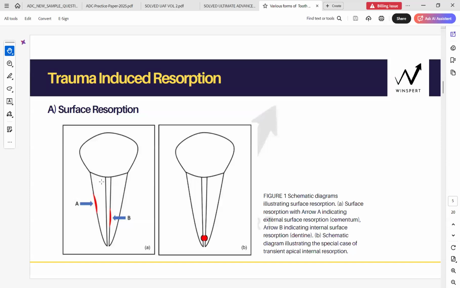Yes, Dua. The transient apical breakdown is a healing mechanism, but the surface resorptions are minor trauma responses. They are not a healing mechanism. Dua, can you differentiate? Figure B is your transient apical breakdown, which is the healing mechanism, but the surface ones, which are A and B in picture A, are your regular response to the trauma, but they're self-limiting, because the trauma was very minimal. Understood? Luxative injuries only. Clear?